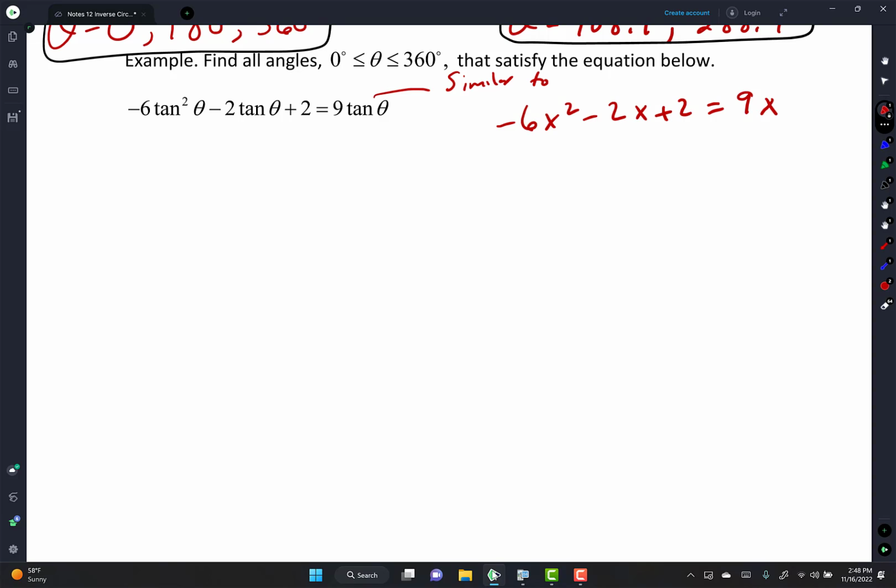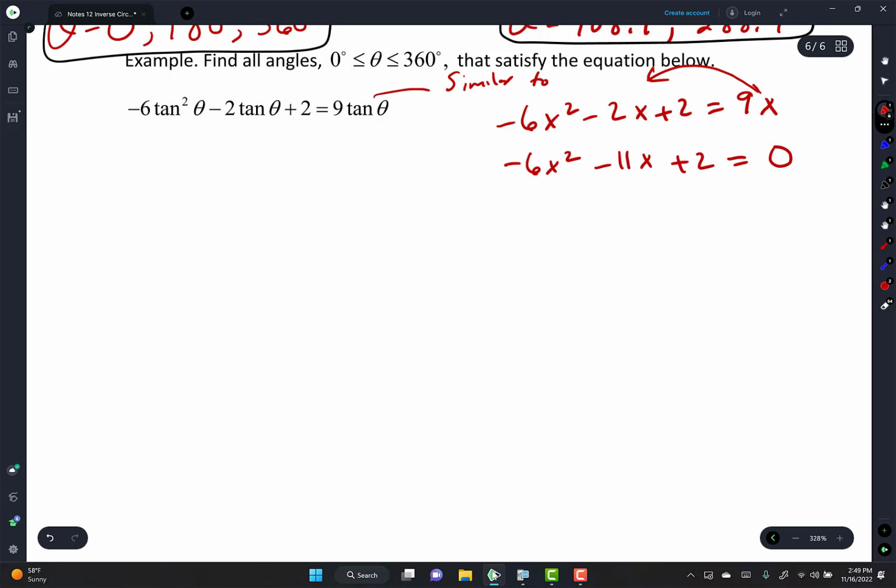All right, here's how you would do it last year. Negative 6x squared. Move the 9x to the left. So negative 9 minus 2, that's going to be negative 11x plus 2. And I have nothing on the right-hand side, so I set that equal to 0. So you either did guess and check from here, or you did factoring by grouping. I'm going to guess that you did factoring by grouping. You see how it starts with a negative? Let's make it start with a positive.